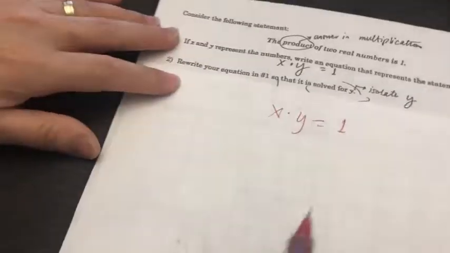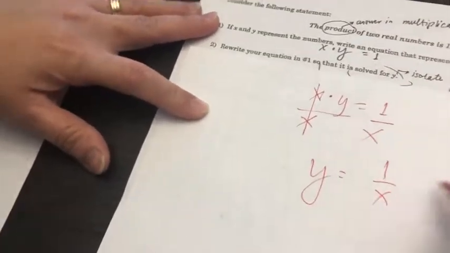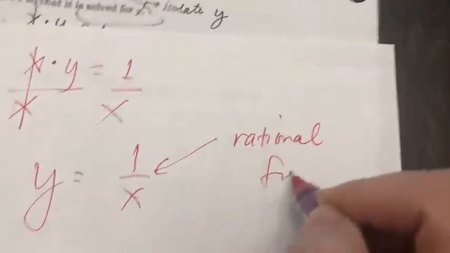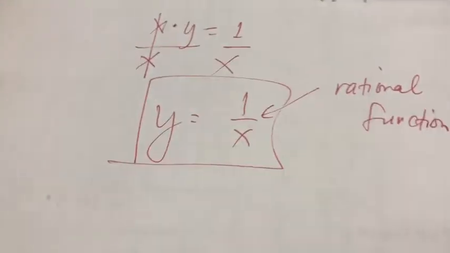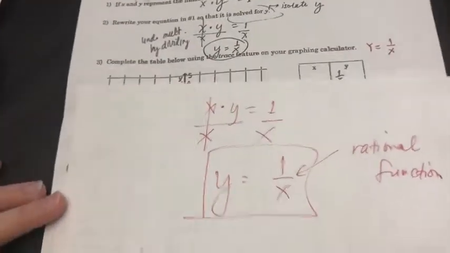What do we mean by that? We're going to isolate y. How do we do that? We're going to undo multiplying. How do we undo multiplying? We're dividing. So y will be equal to 1 over x. Now this is actually the parent function for a rational function, okay? This is the basic graph for a rational function. So you can complete the table, if you want, you can put this in your calculator.